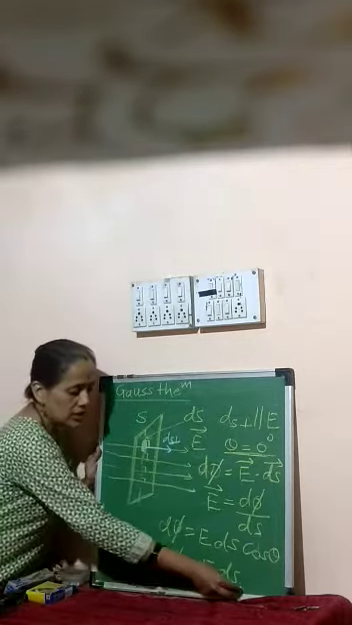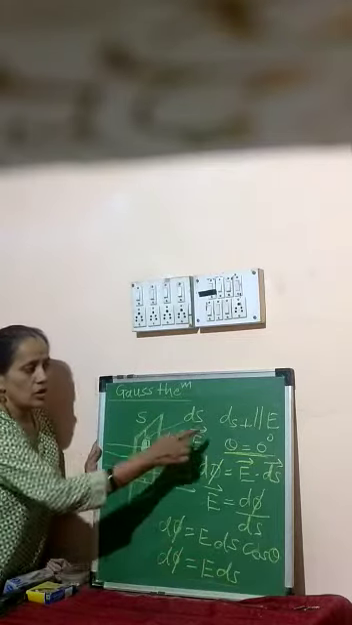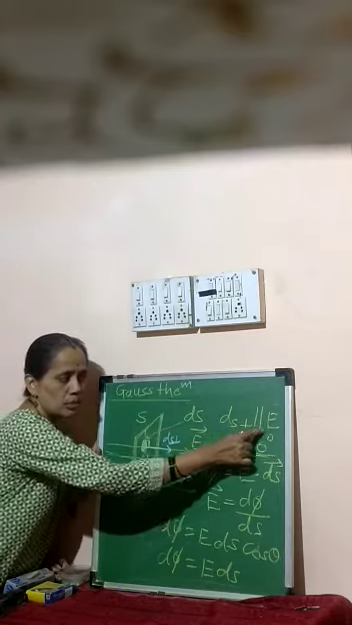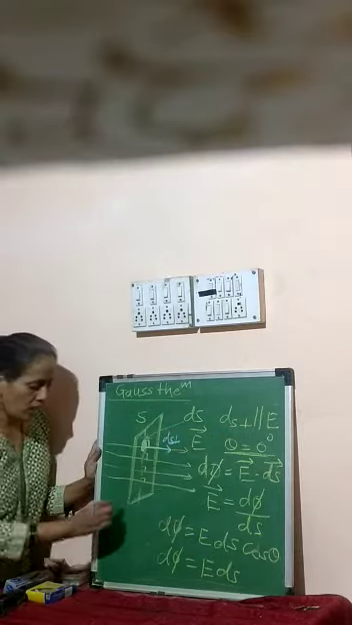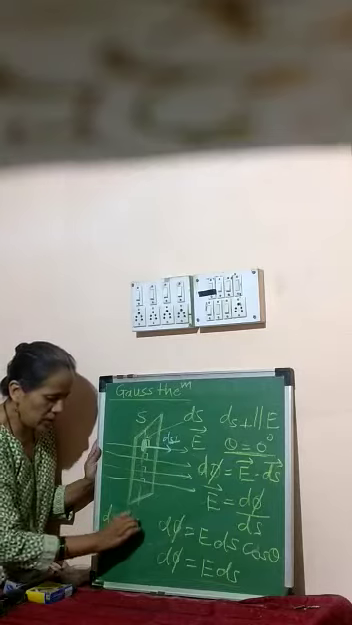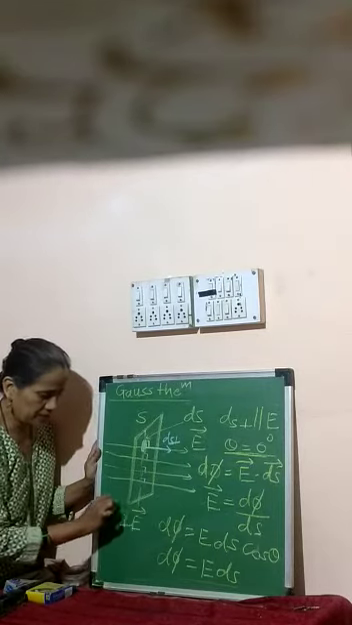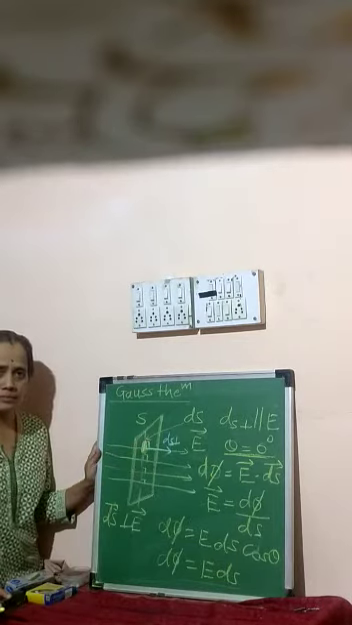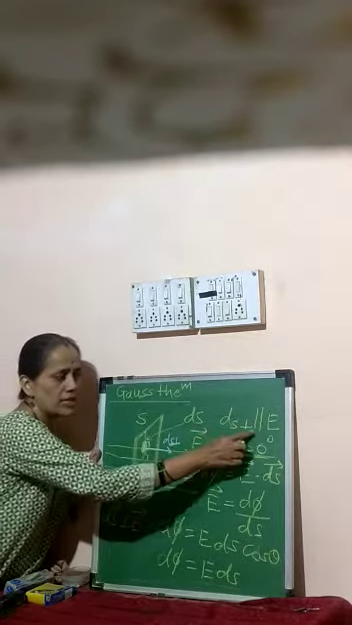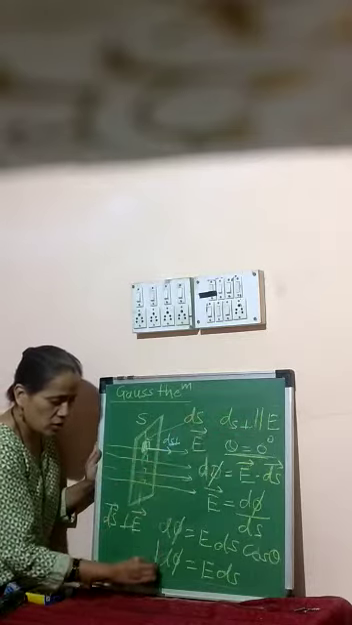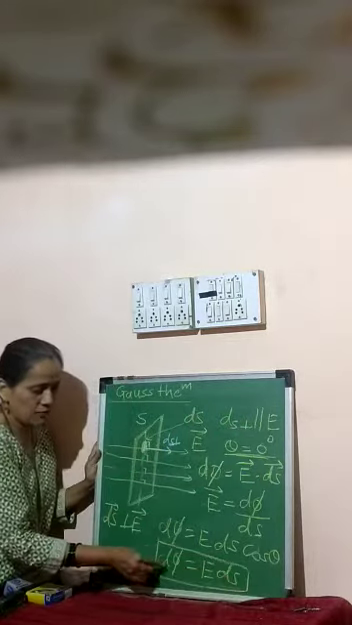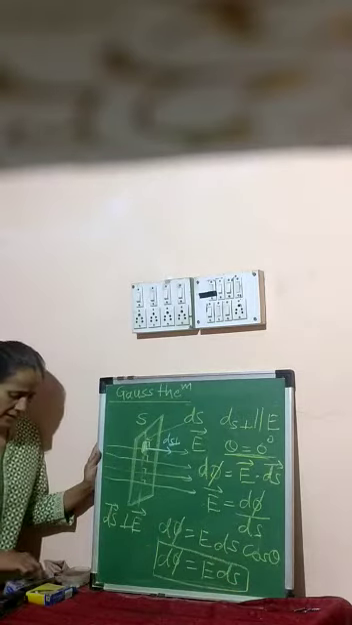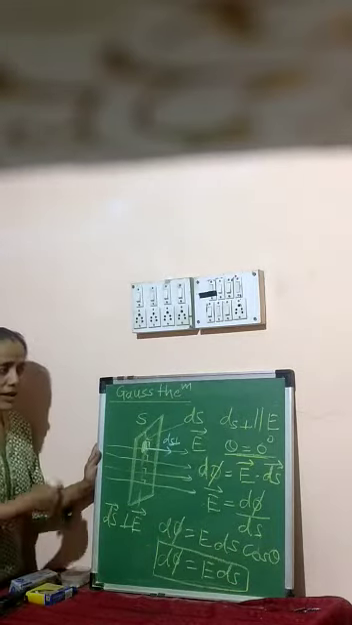But what is the condition here? For that condition, the perpendicular component of ds should be parallel to intensity, or I can say that ds is perpendicular to intensity. So this is your ds, which is exactly perpendicular to intensity, or the perpendicular component of ds is parallel to intensity. So your flux formula can be written as d phi equal to E into ds. And suppose we consider the other condition.